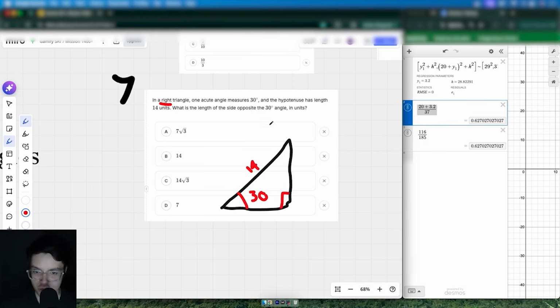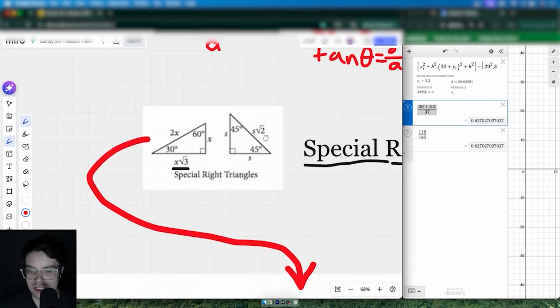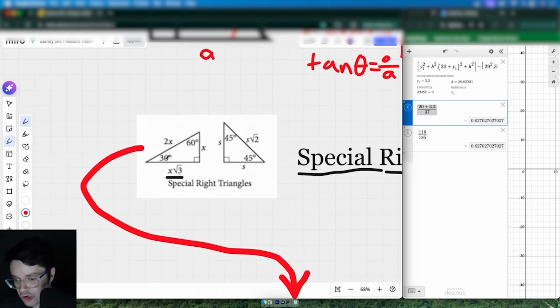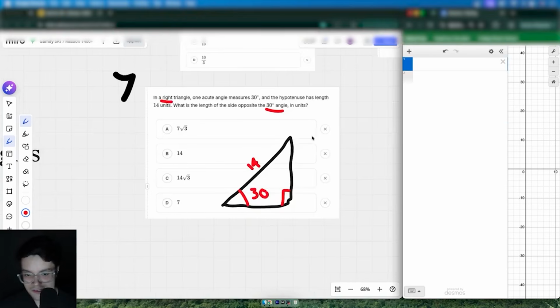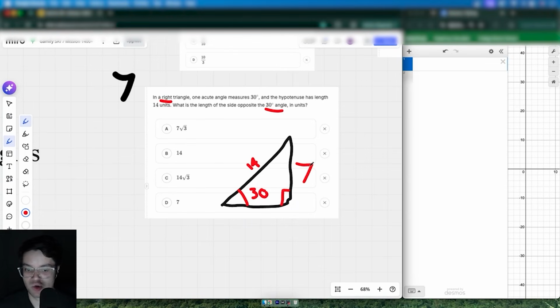Okay, so then we know here everything else we need to know. The length of the side opposite the 30-degree angle. If we go back to what a 30-60-90 triangle looks like, the side opposite the 30-degree angle must be x, and then the hypotenuse must be 2 multiplied by x. So what this means is that this must be 7 basically, because we have 14 here, and 14 is 2 times 7. So therefore, the answer would be D, 7.